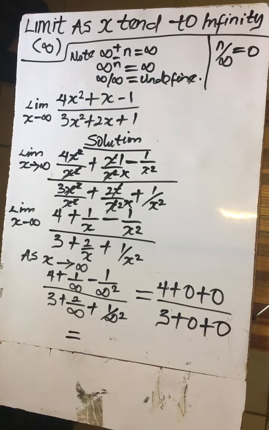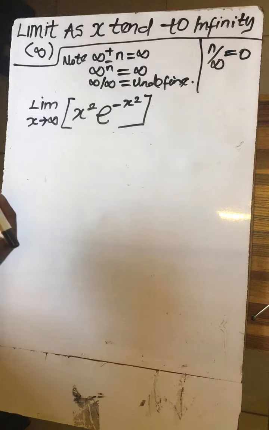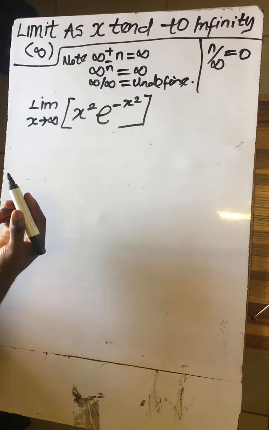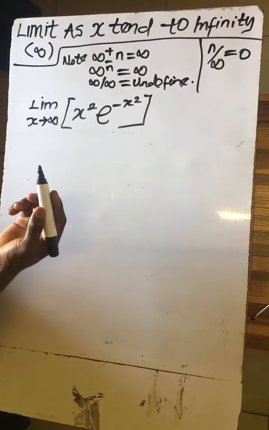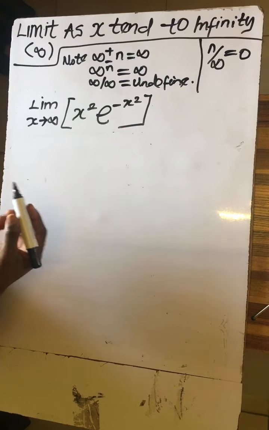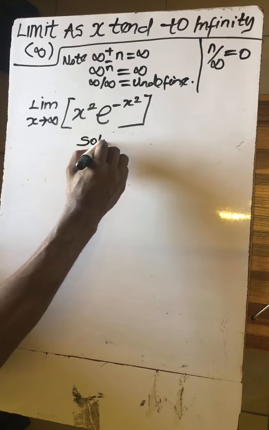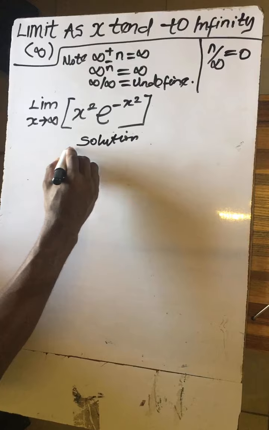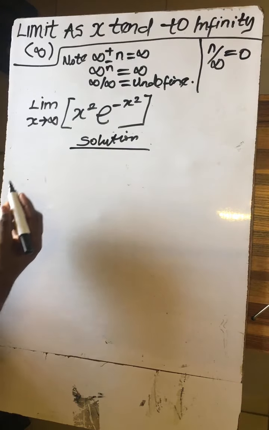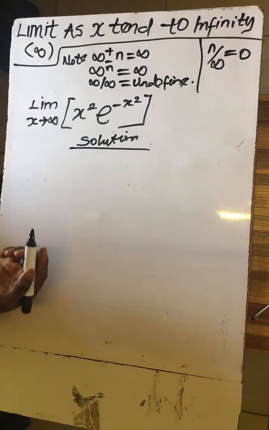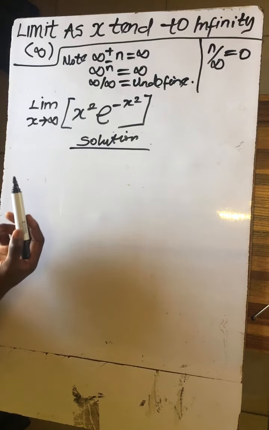Let's take the second example. Here we have, as x tends to infinity, x squared over exponential x squared. So let's start our solution. First thing for us to do, we have to write this equation.